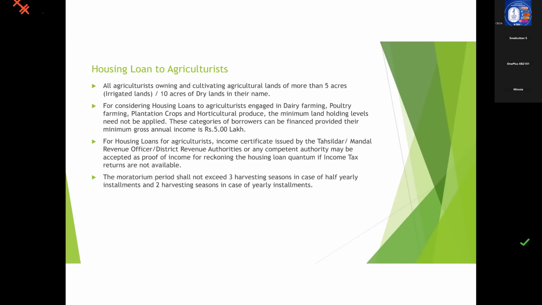What does this mean? In the case of housing loan agriculturists, they need not repay on a monthly basis. You can always give EYI, that is equated yearly installments. Okay, they can always go for yearly repayment. If yearly repayment is given, then the maximum moratorium period that you can give for construction of land is 2 harvest seasons. That is based on the crop. And if you give half-yearly installments, you can give a maximum moratorium period of 3 harvest seasons. So this is also a question that can be asked.